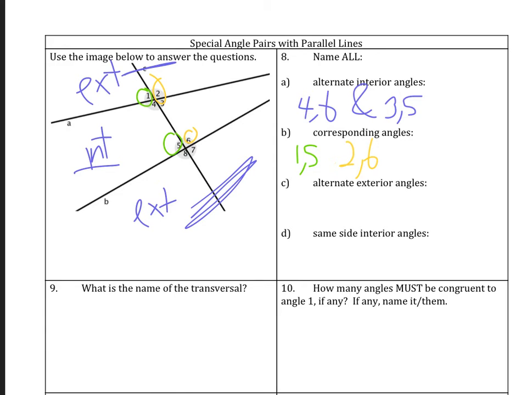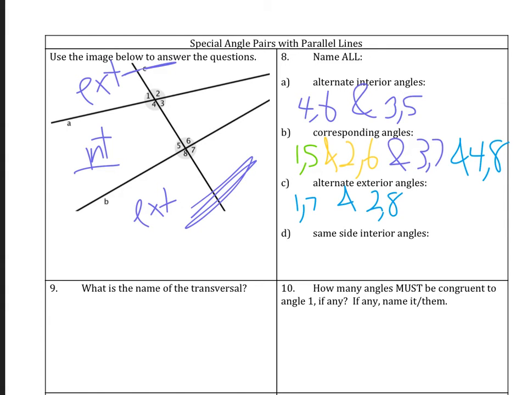maybe I should put an and here instead of a comma, and 2 and 6, 3 and 7, and then 4 and 8. And generally speaking, on your quiz, you just have to identify a pair of those. Alternate exterior, so those ones have to be on the outside, and they have to be alternating. So like 1 and 7 would be an example, and 2 and 8 would be an example.